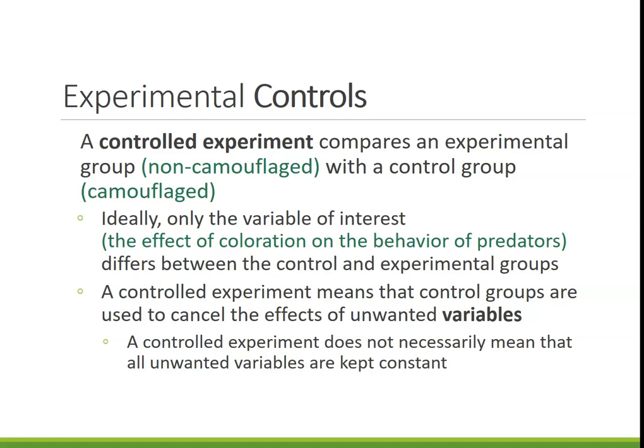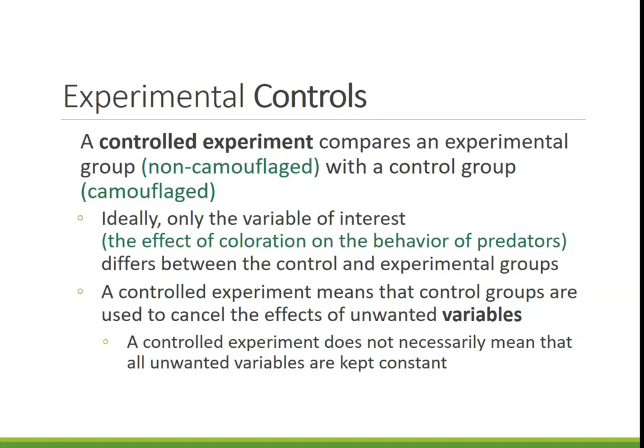The control group mice were camouflaged. So they were like the normal population that naturally inhabited these two areas. So they were the dark mice in the inland habitat and the light mice in the beach habitat.